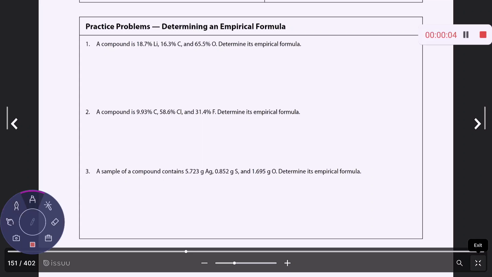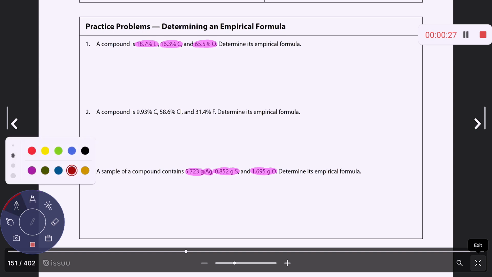Okay. So anytime we're asked to calculate the empirical formula, you're going to have one of two situations. You're either going to be given the percentages of each element in the compound, or you're going to be given a different unit like grams of a particular element. And sometimes you might see it in moles. Now, percentages are the same thing as grams. So I can drop the percent sign and these become grams.